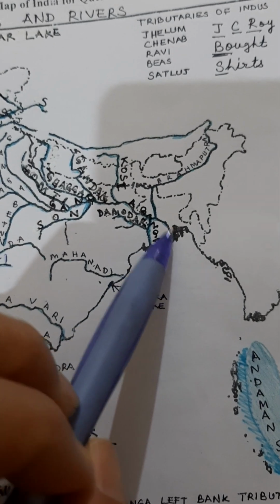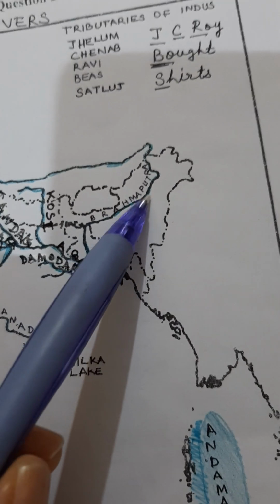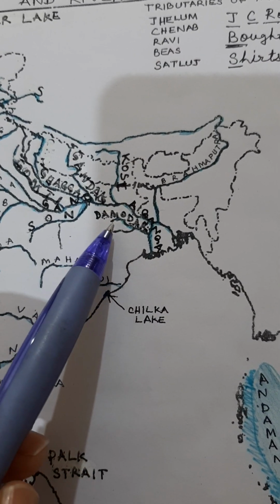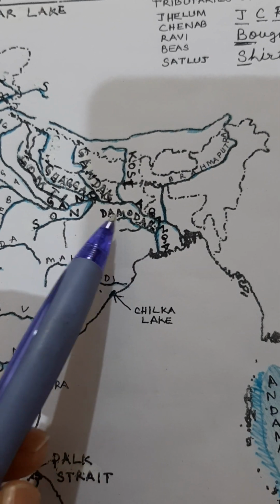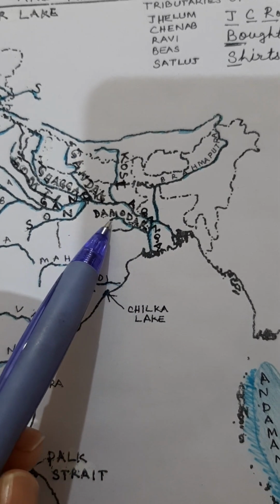We have to show the entire course, but we have to write the name in the Indian part. As you can see, I've written Brahmaputra here. Okay, then we have to mark river Damodar. So you can see again this is like a Y, and the top part of this Y from here to here, this is river Damodar.